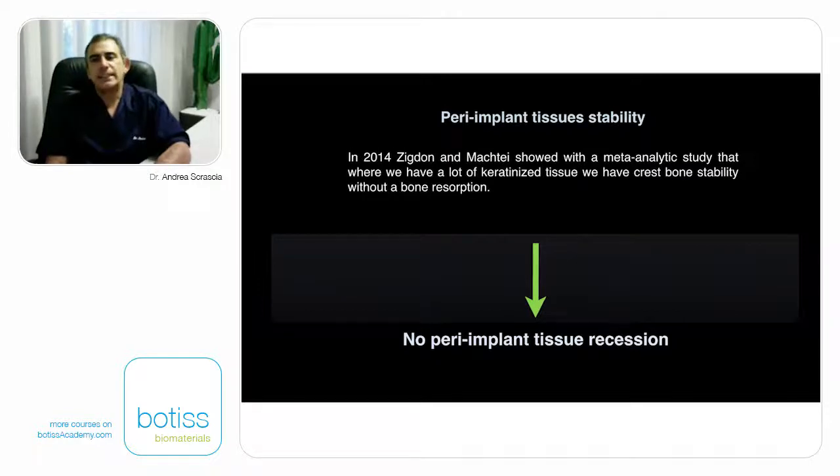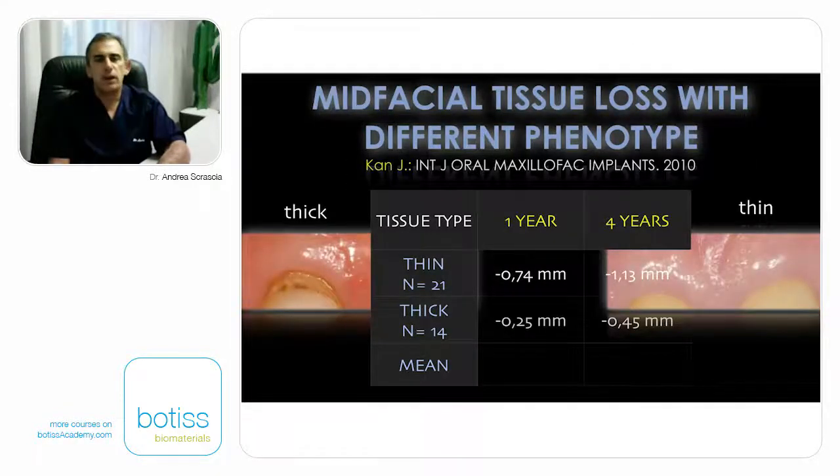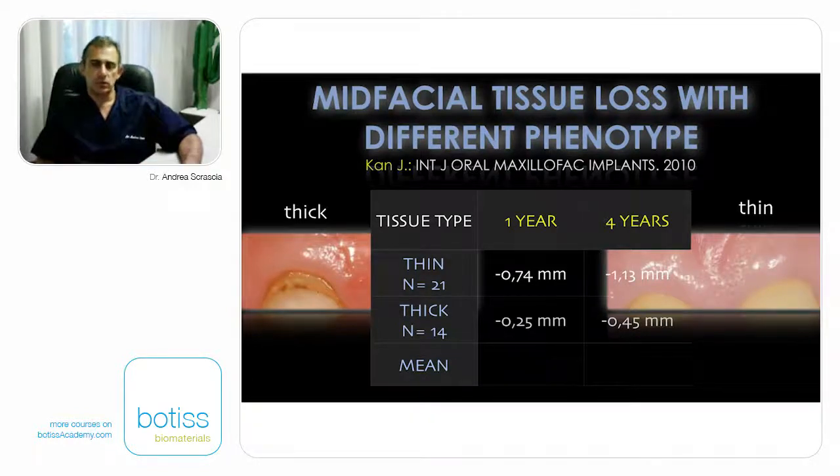In this meta-analytic study, Zigdon and Machtei showed that to achieve stable soft tissues over time we need to have a lot of keratinized tissue. Consequently, avoiding tissue recession, this will allow us to have crestal bone stability without bone resorption. Certainly, if we have a thin periimplant tissue, we will have a higher risk of resorption compared to thick tissues.